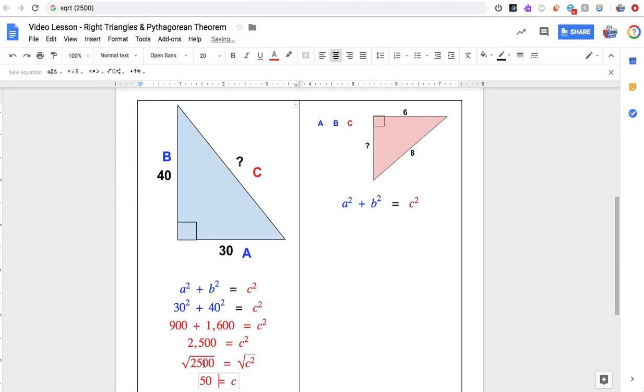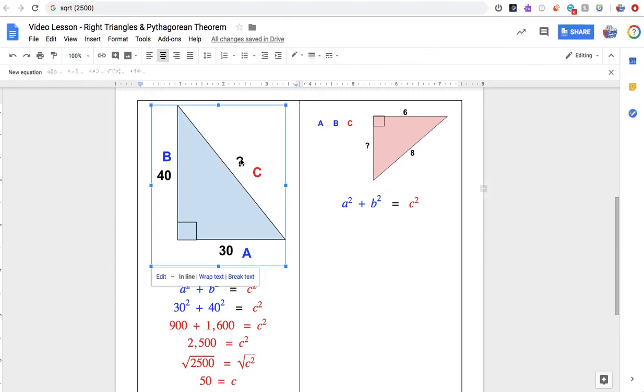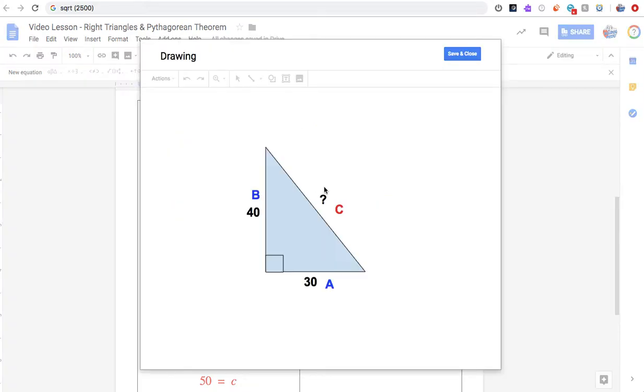Another thing I could understand, if the square root of 25 is 5, maybe that would help me see 50 times 50 is the number that would give me 2500. Now, I always want to check my answer, see if it's correct. So I'm going to go ahead up here and plug in a 50 for C. C equals 50.